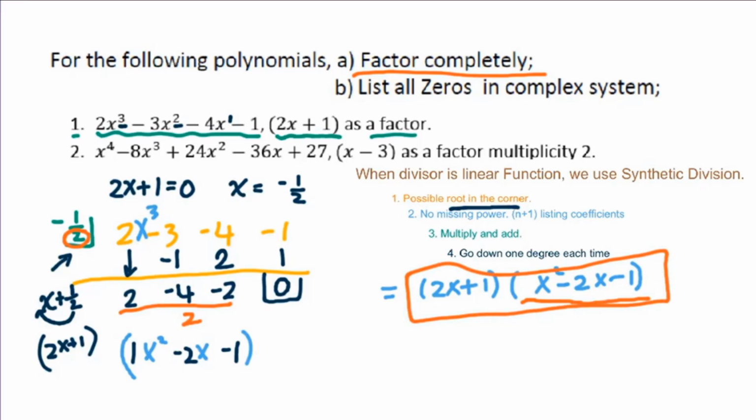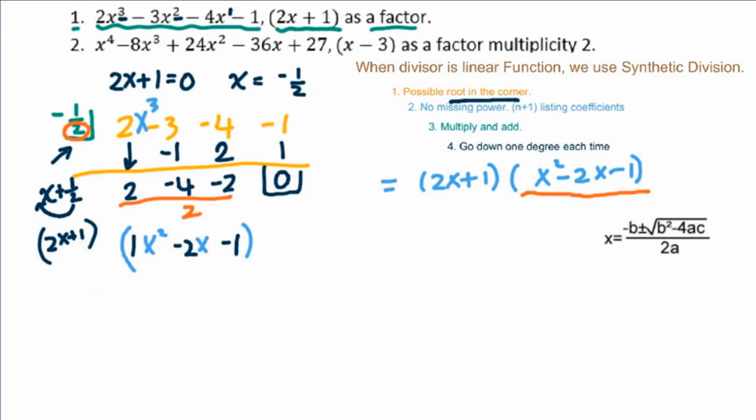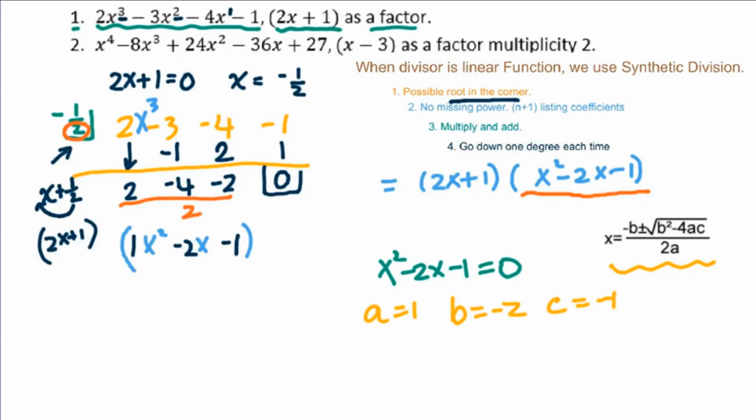How do we get the roots? We already get a root from here, that's negative 1 over 2. For this quadratic we use the quadratic formula. We need to solve x squared minus 2x minus 1 equal to 0 by the quadratic formula. We have a equals 1, b equals negative 2, c equals negative 1.